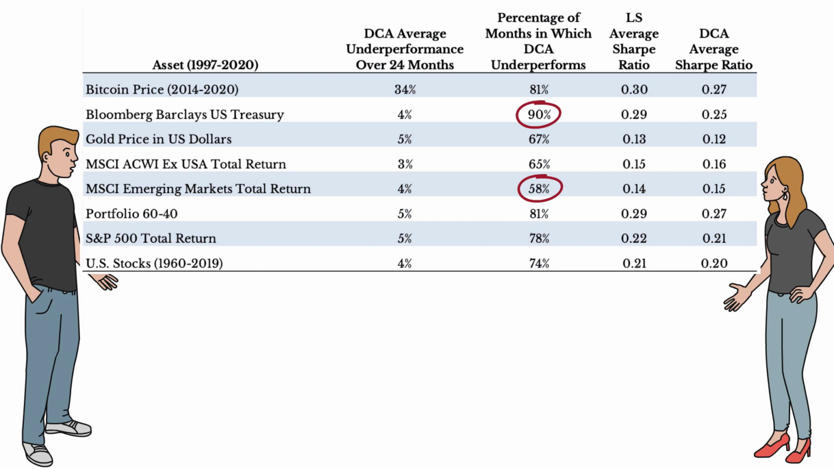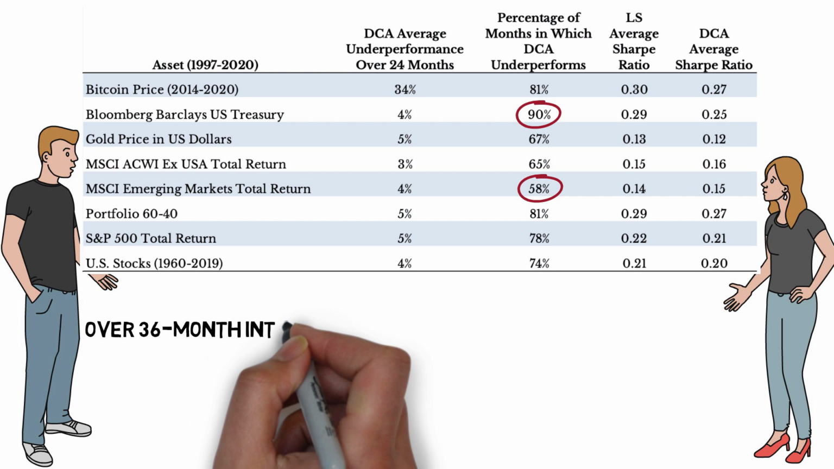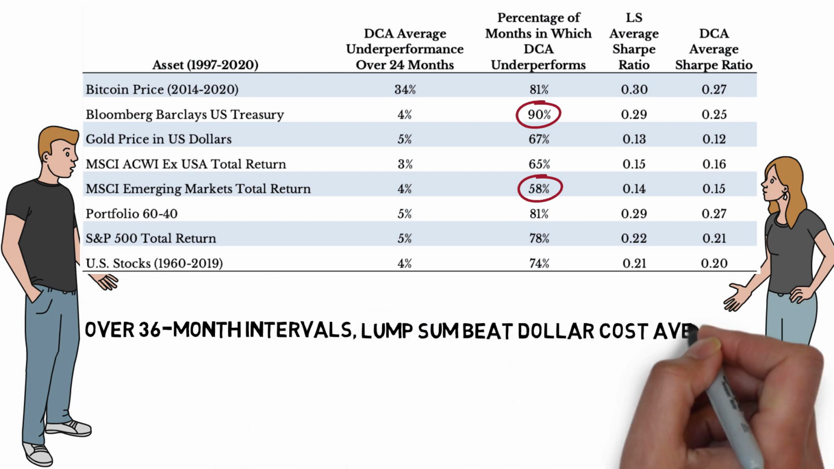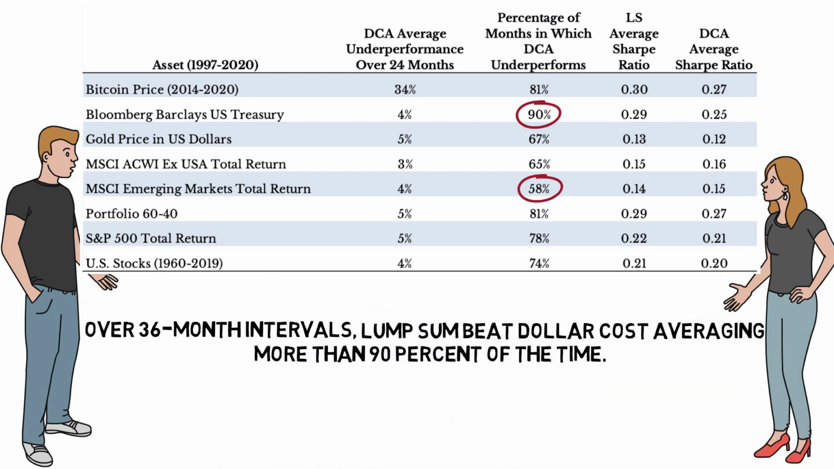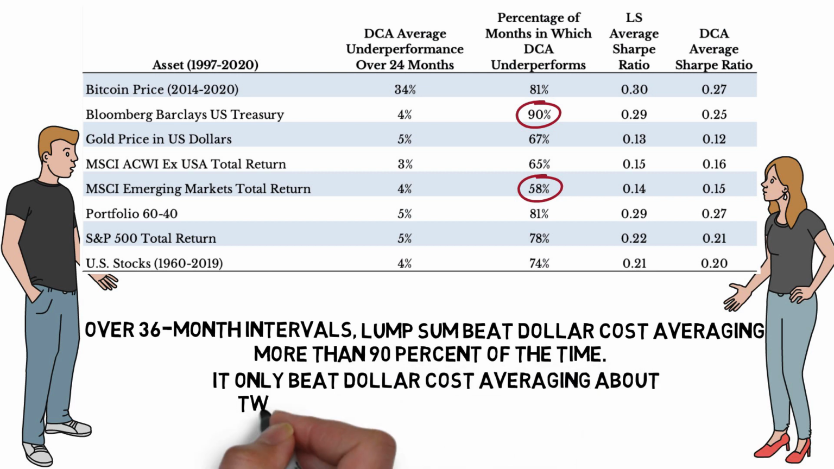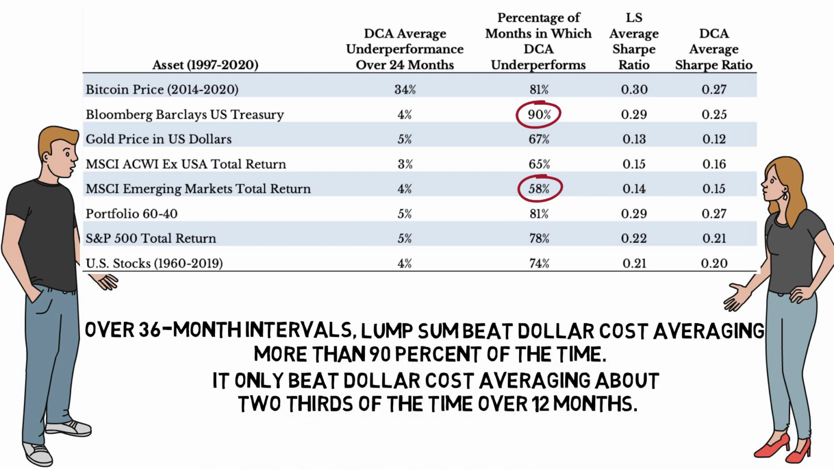prevail. Research conducted by Vanguard on the S&P 500 found that, over a 36-month interval, lump sum beat dollar cost averaging more than 90% of the time, whereas it only beat dollar cost averaging about 2/3 of the time over 12 months. Ben countered, pointing out that in the data Maggie showed him, there was more volatility in the returns for lump sum investing, which makes it riskier and a poor investment strategy.